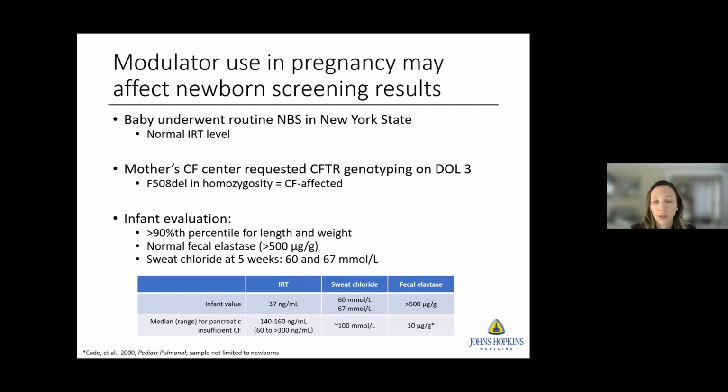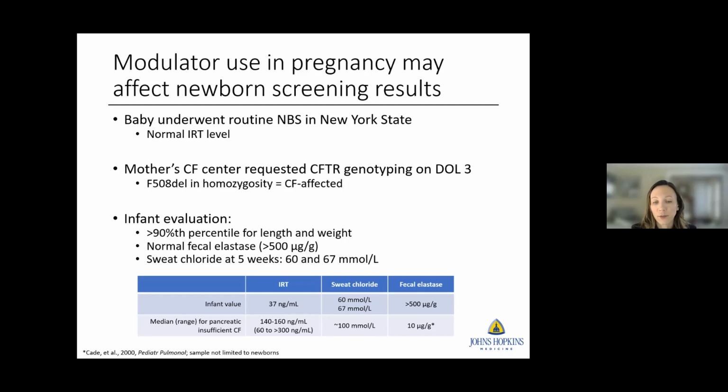We recall that the diagnostic threshold is 60. However, that's considerably lower than would typically be expected for a baby with 2 copies of Delta F508. So in the table at the bottom there, I've tried to put the infant values for what was measured and then what you might expect for individuals with cystic fibrosis with a similar genotype to this baby.